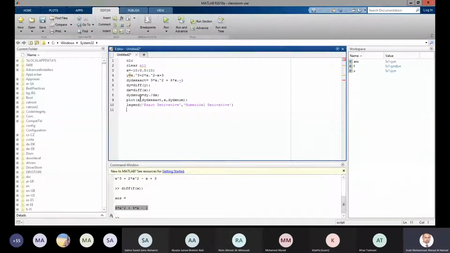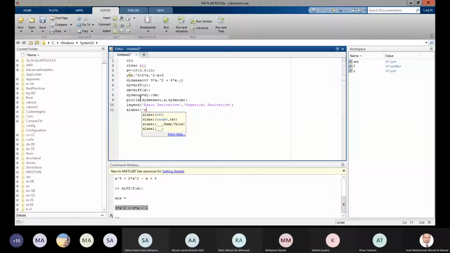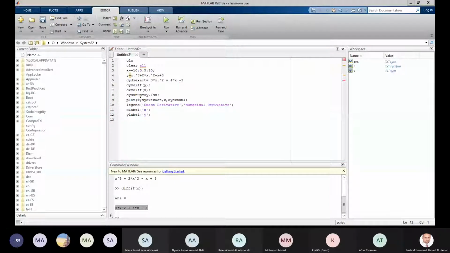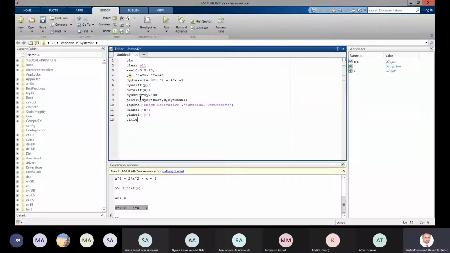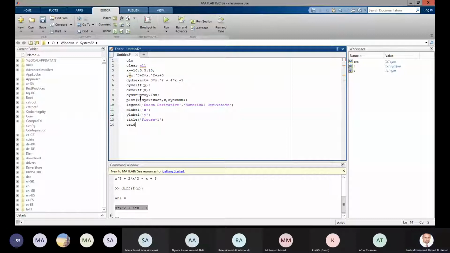Now let me add labels to the x and y axis: x label and y label. Let me add a title for this graph. I will call it, for example, Figure 1. And let me add some grid. So this needs to be saved. I will press on run.